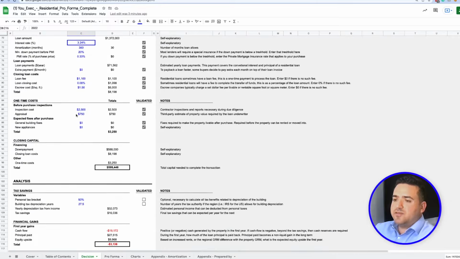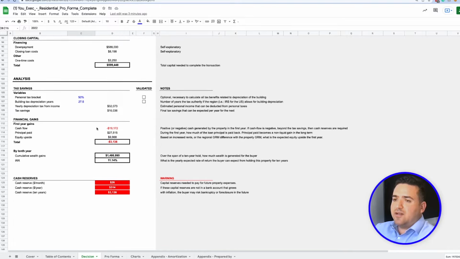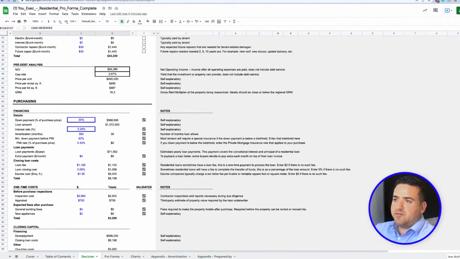At the bottom of this decision sheet, you'll have the analysis of your cash flows, your principal paid, your equity upside after 1 year, and you'll also have the IRR and the wealth gains that you'll receive after a 10-year hold. If you must have cash reserves, we make that very visually clear so that you understand that you have to put capital aside for the expenses of the property.